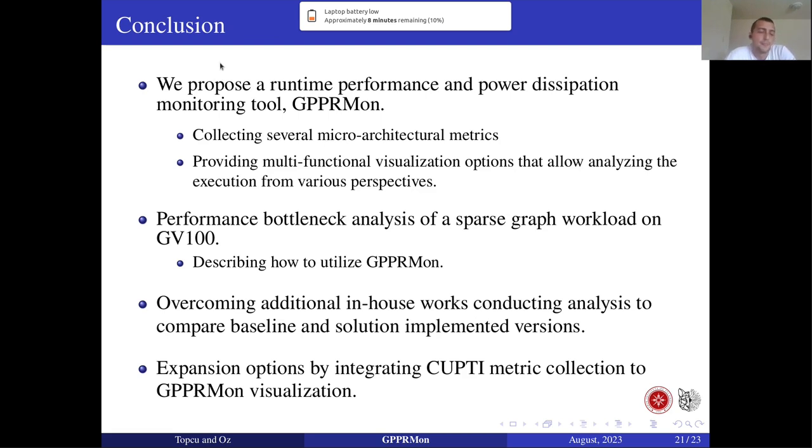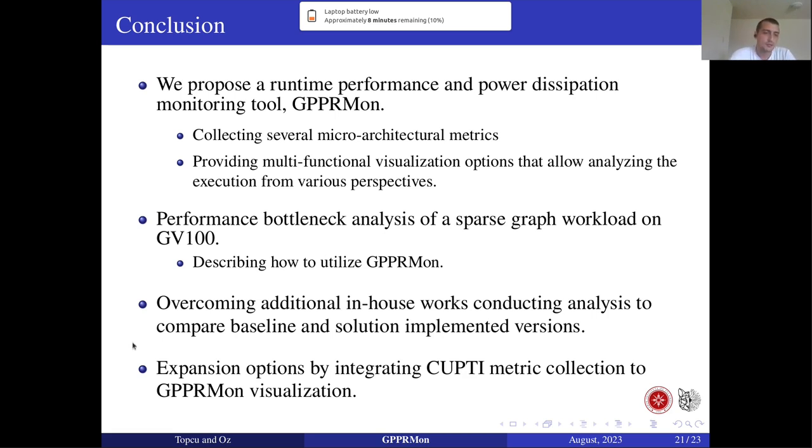To conclude, in this work we propose a runtime performance and power dissipation monitoring tool, which is GPPRMon. GPPRMon helps us to collect several microarchitectural metrics and provides multifunctional visualization options, which allow us to analyze the execution from various perspectives. We also provide a performance bottleneck analysis of a sparse graph workload, which is the PageRank algorithm, on GV100. We describe here how to utilize GPPRMon. Hopefully, this work helps us to overcome additional in-house work to conduct baseline and solution performance analysis among the baseline and solution implemented versions.